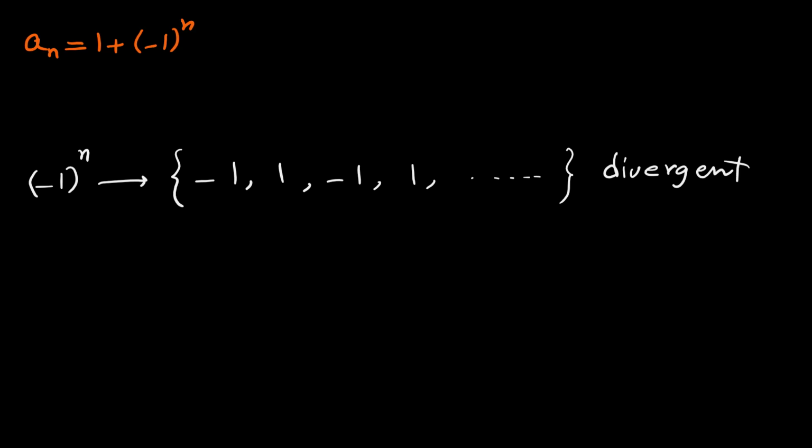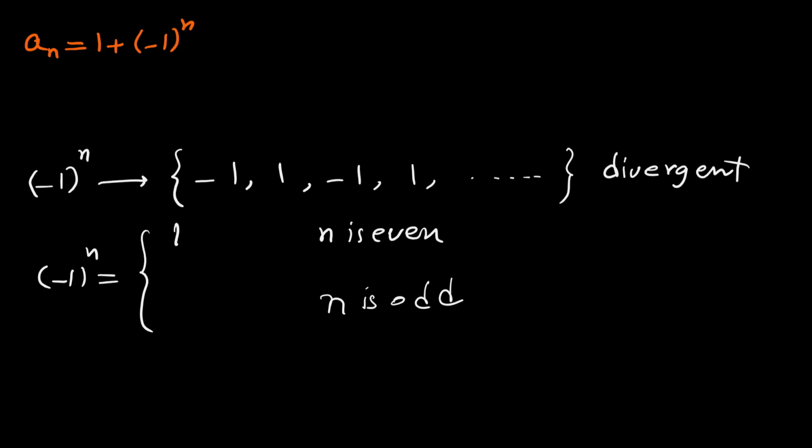And the reason is that we have a negative 1, then 1, negative 1, 1, and they don't approach a number. So this is a very famous example of a divergent sequence. If we want to write this in a more mathematical way, negative 1 to the n, when n is even, is 1, because we know that negative 1 to any even power, like negative 1 to the 2, the 4, the 6, the 100, is always 1. When n is odd, like 1, 3, 5 and so on, the value of this sequence is negative 1.